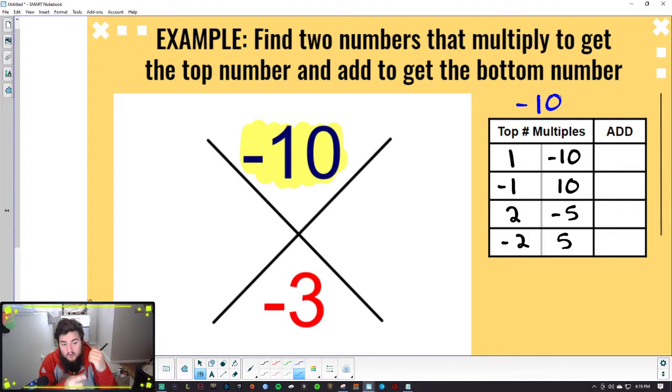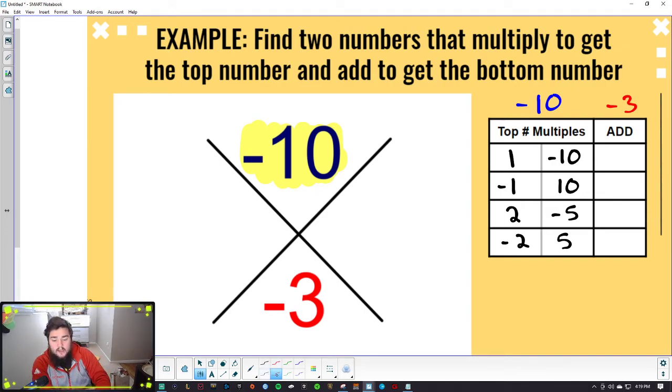So we know this is the list of numbers we have to choose from. The answer could be 1 times -10, it could be -1 times 10, it could be 2 times -5, or it could be -2 times 5. All of those numbers multiply to give us that top number, -10. But we also need to make sure those numbers add together to give us the bottom number, -3. So we need to figure out which of these add up to give us -3.